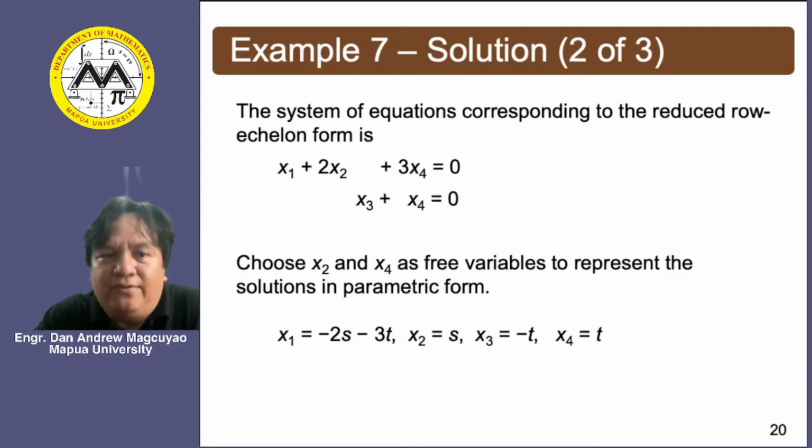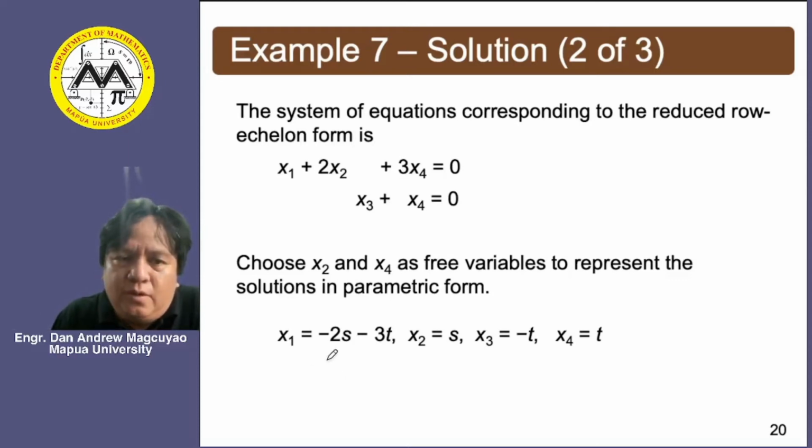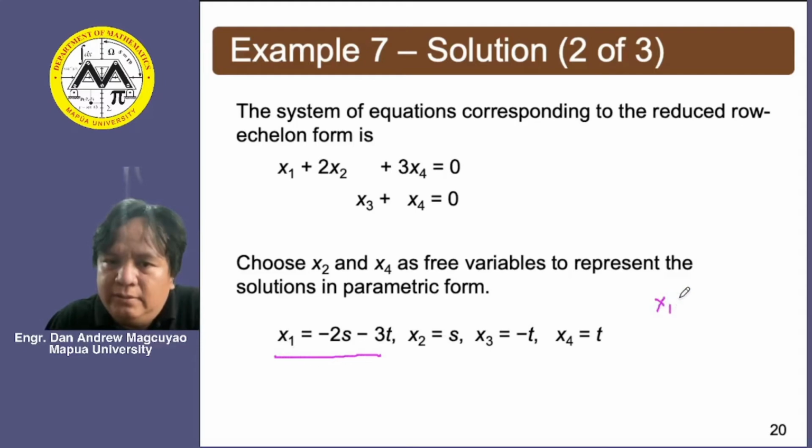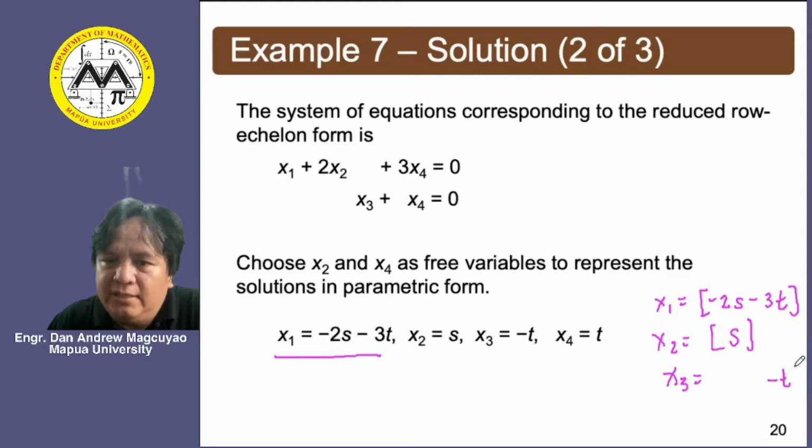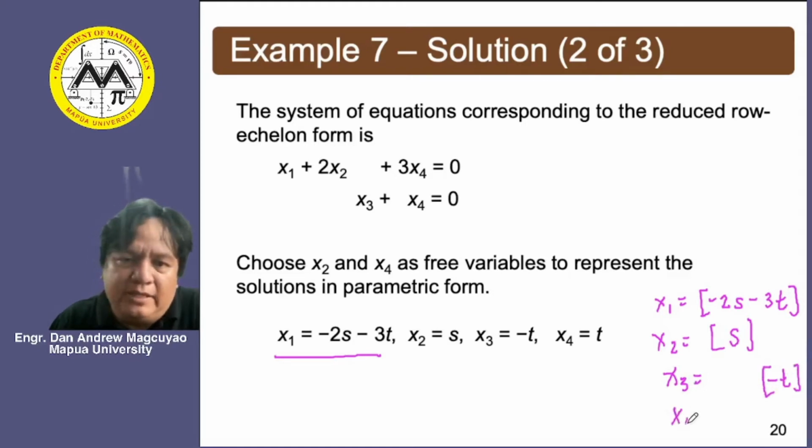So from this, we have x1 plus 2x2 plus 3x4 equals 0 and x3 plus x4 is equal to 0. We have found out that x1 is equal to negative 2s minus 3t. x2 is equal to s. x3 is equal to negative t. And x4 is equal to positive t.